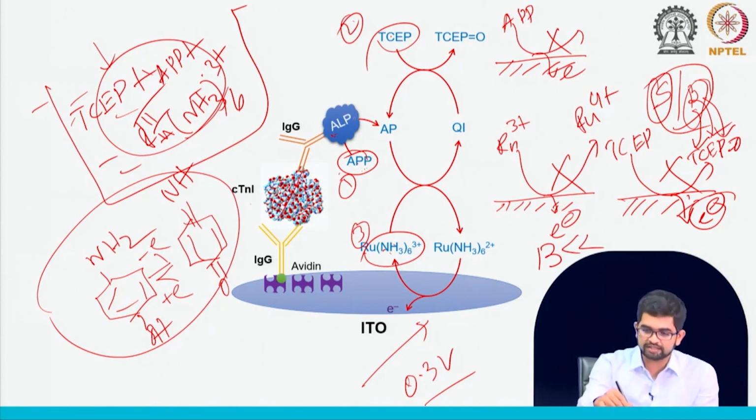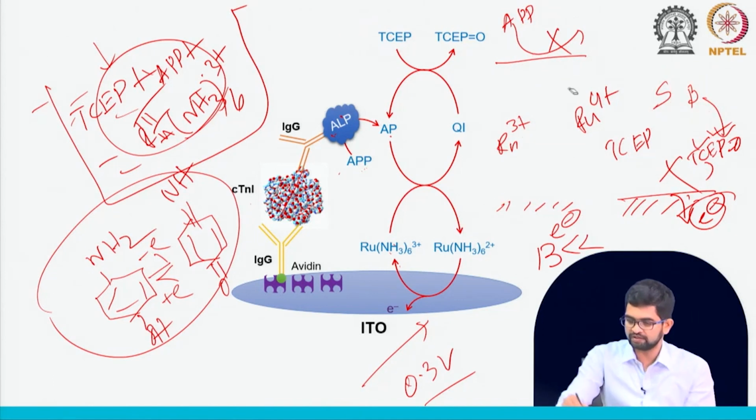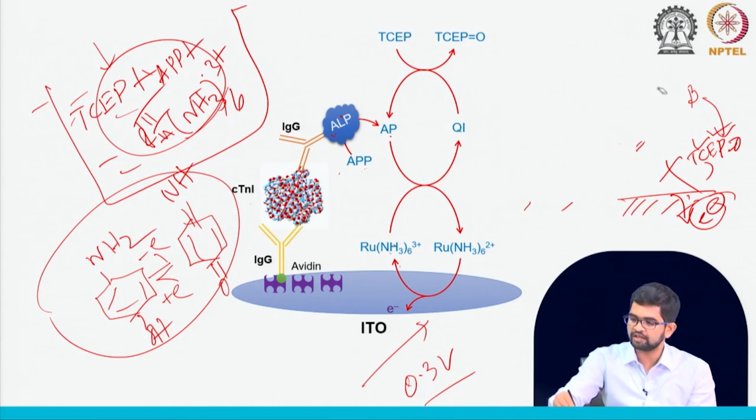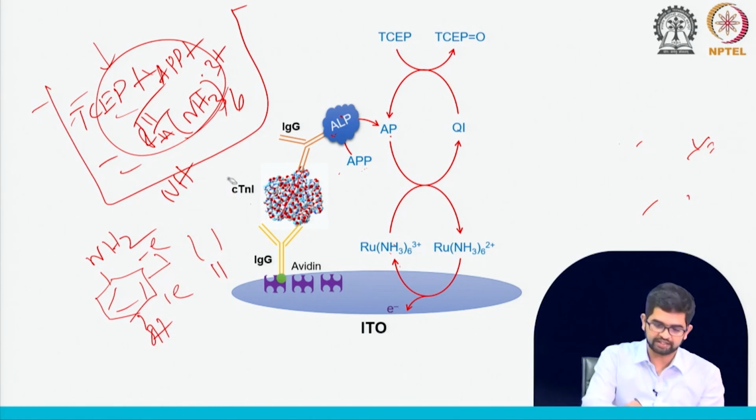So, for your signal part, ALP is there because your target is there, APP reacts with the ALP and AP forms. So, this AP is highly electrochemically active. Immediately AP will react with ruthenium hexamine 3 plus. So, you have to keep in mind, let us erase everything here again. So, what is the signal part? Which part should have the high reaction rate and which part should have the very, very low reaction rate? Okay, let us show you here now.